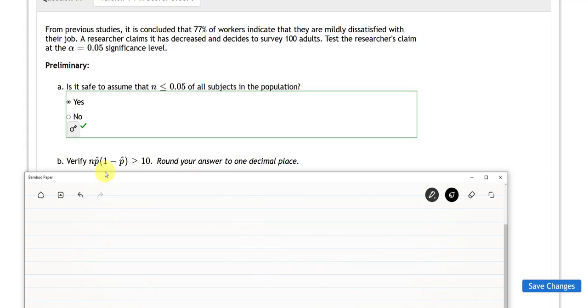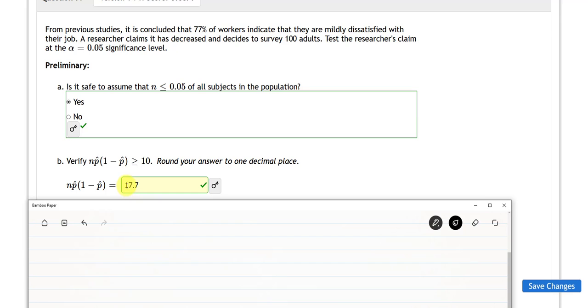And next we verify that n p hat (1 minus p hat) is bigger than or equal to 10. So you take 100 multiplied by the original assumption, 0.77. Make sure you convert this to a decimal value. And then 1 minus 0.77. And that will give me 17.7. This is bigger than 10.